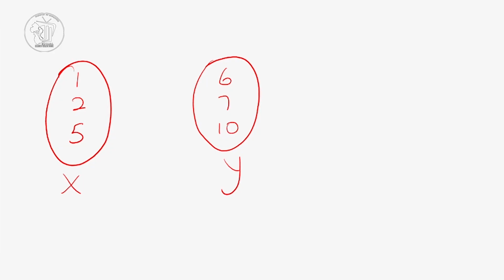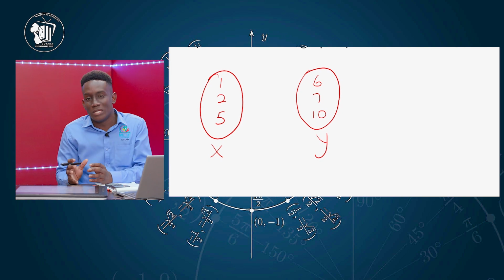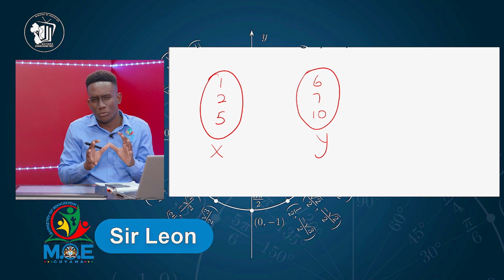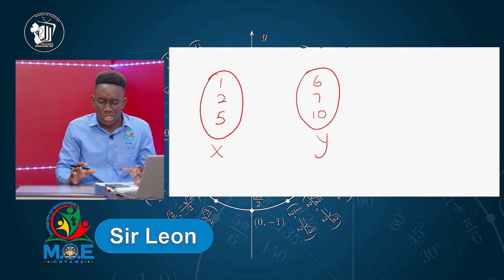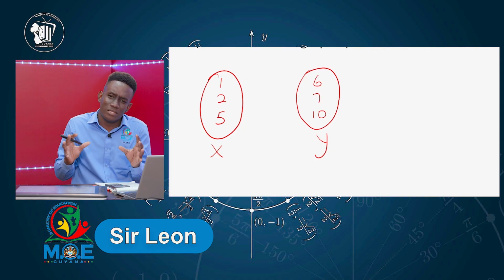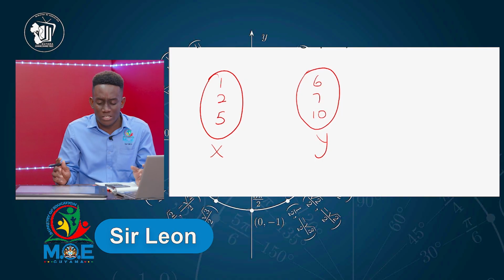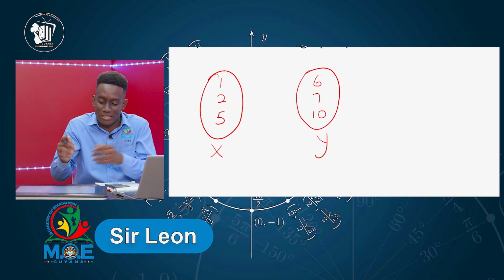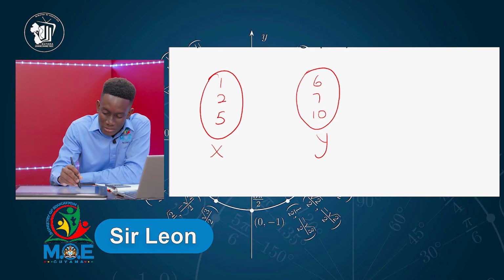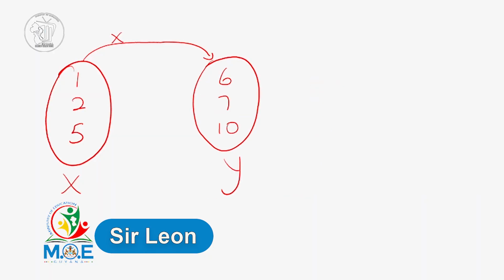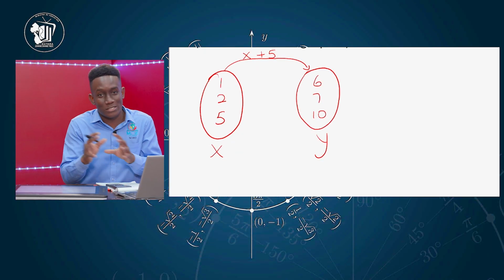Now, in order to link X with Y, they must follow a particular rule for us to consider them a relation. Now, this rule would simply mean what is there to link X and Y. How can we link X and Y? So for this example, in mathematics, let's say we have a rule to link these two. Let's say X plus 5. And that would be the rule that we will follow to link what is in X to what is in Y, to pair off.